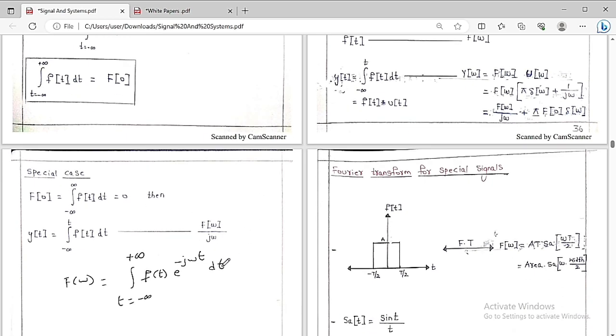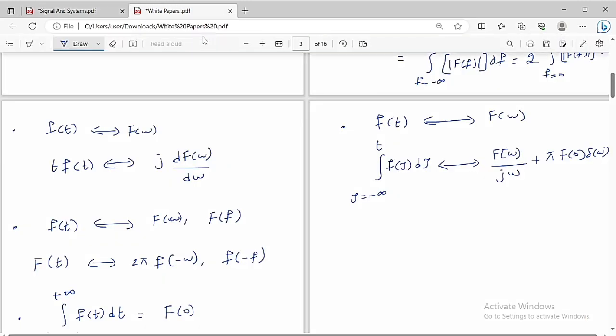So therefore, what I am trying to tell you is, suppose at omega equal to 0 this value is 0, then we are going to get only this thing, right? So what is the special case here? Let F of 0 be equal to 0. Suppose F of 0 is equal to 0, then what is the meaning of this? The answer is that we are going to get F of omega by j omega.